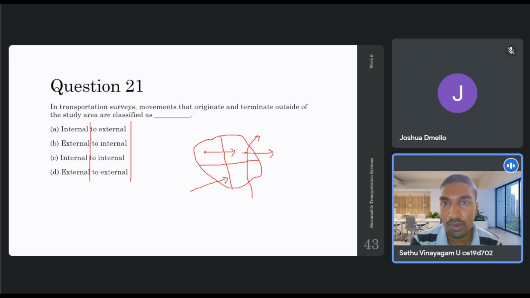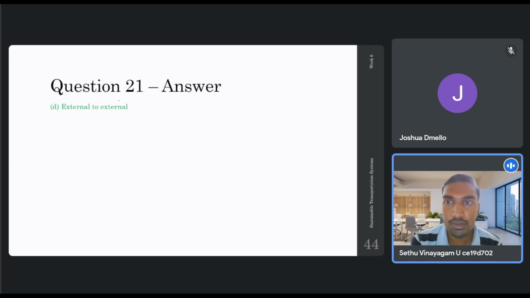So here we are talking about movements or trips that originate and terminate outside the study area, right? Both origin and destination are outside, therefore it is an external to external trip. So the right option is option D.